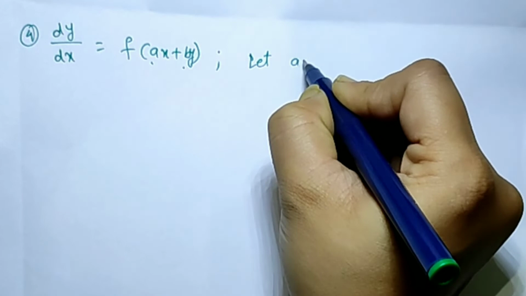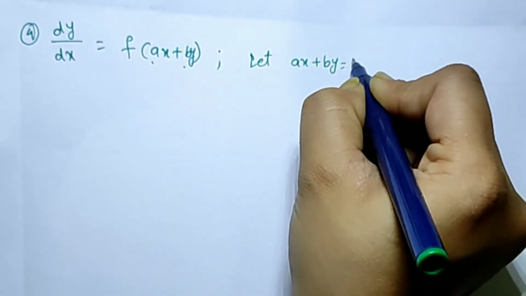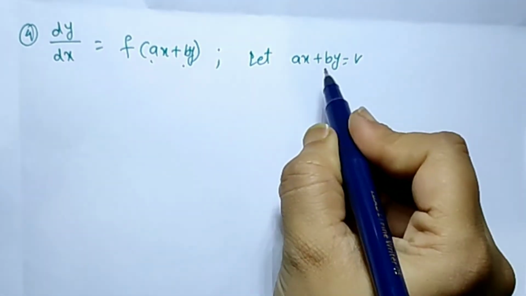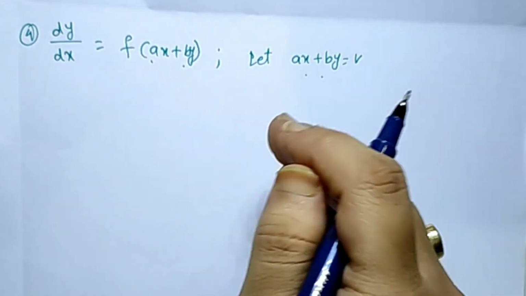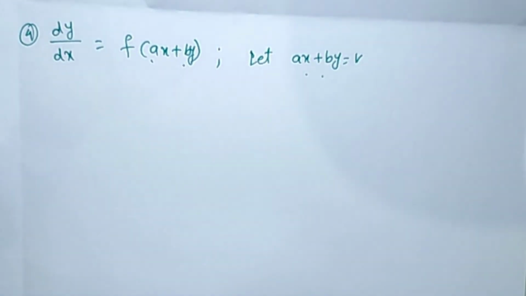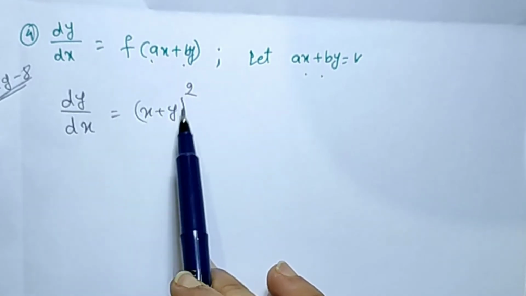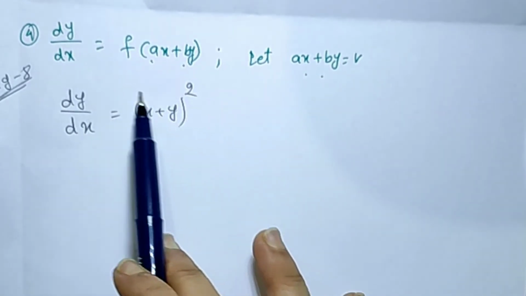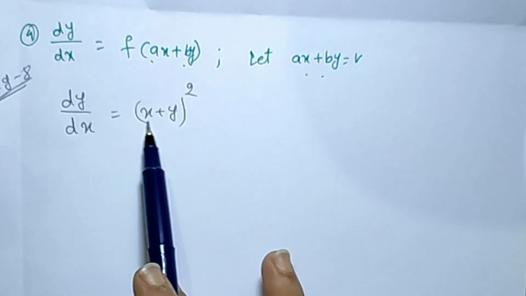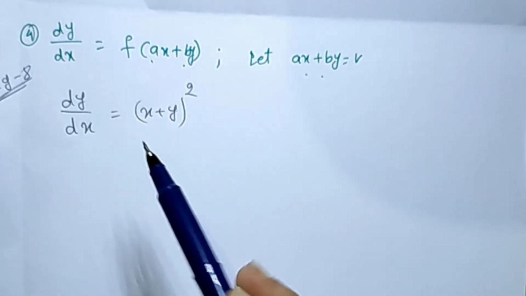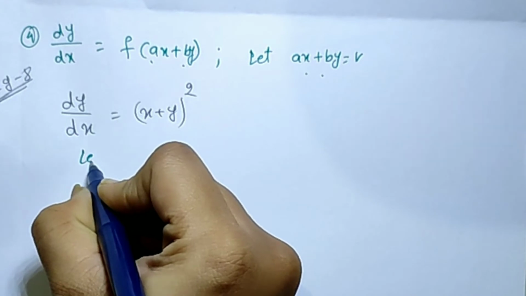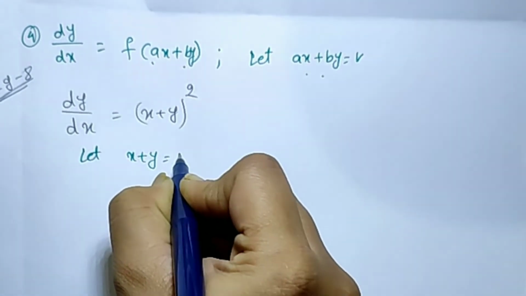In this case, what can we do? Let ax plus by is equal to v. We put ax plus by is equal to v to find the solution. Okay. Clear? So now I have an example to understand this logic. Our question is: solve dy by dx is equal to x plus y square. Okay. In this equation, we can't separate x and y individually. So what can we do? Let x plus y is equal to v.